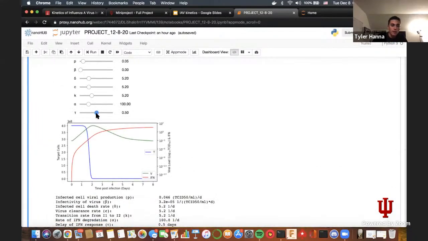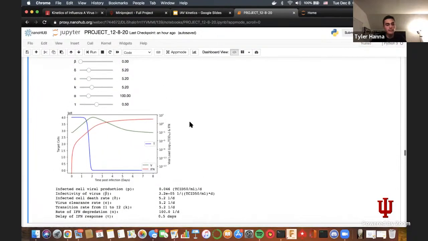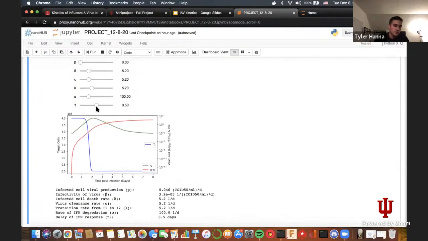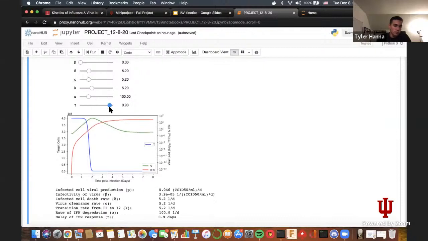And tau is where the model gets a little tricky. So tau represents the delay of interferon production. It's initially set to 1/2 day. So the rate of interferon is going to be based on the amount of infected cells there were 12 hours prior. And by increasing this rate, we will see that interferon will be produced.